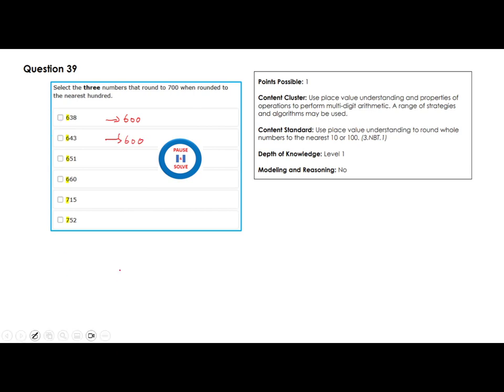Okay, I'm waiting for the cursor to come back. Sometimes it takes time to come back. Okay, we'll come back and mark them.